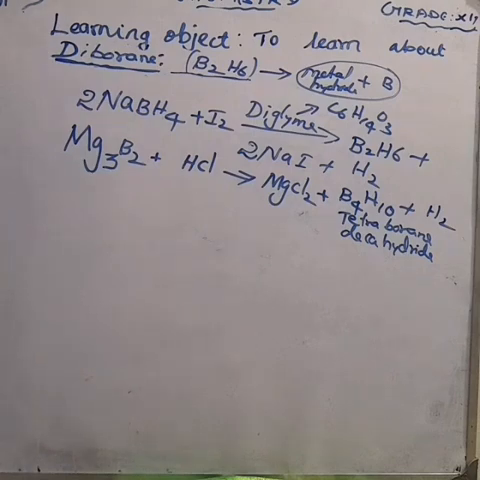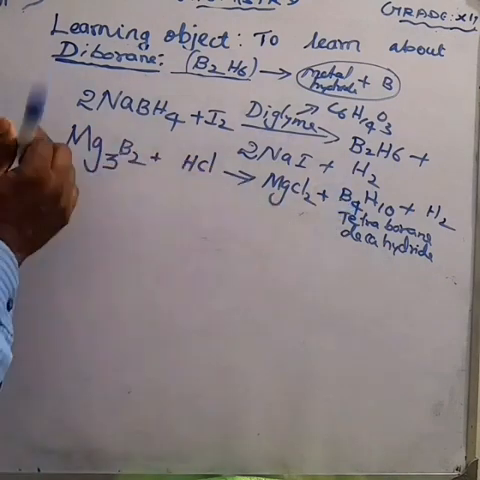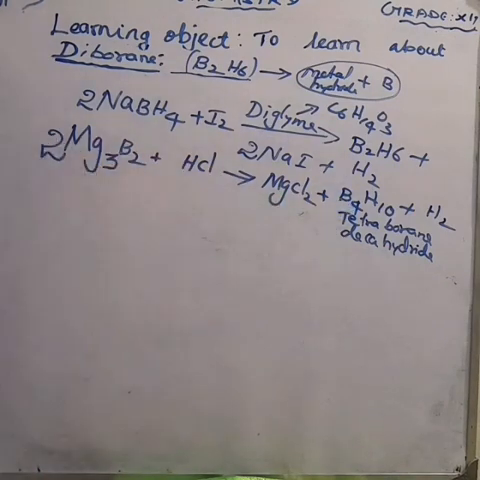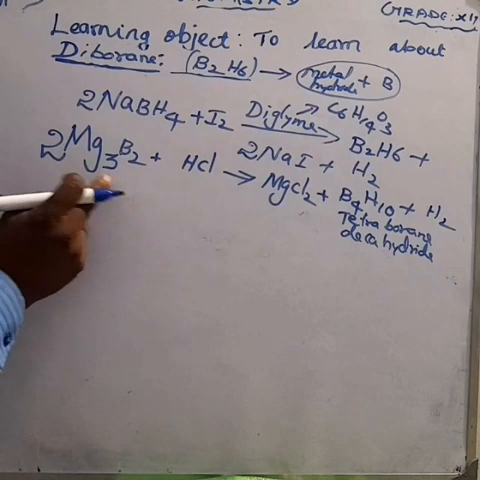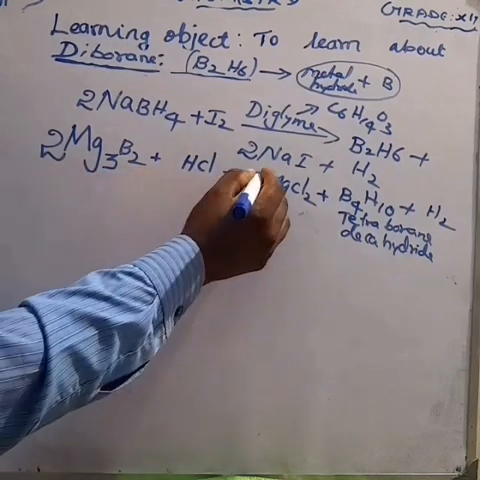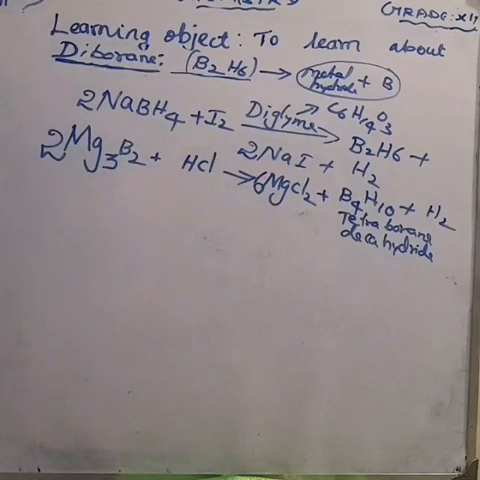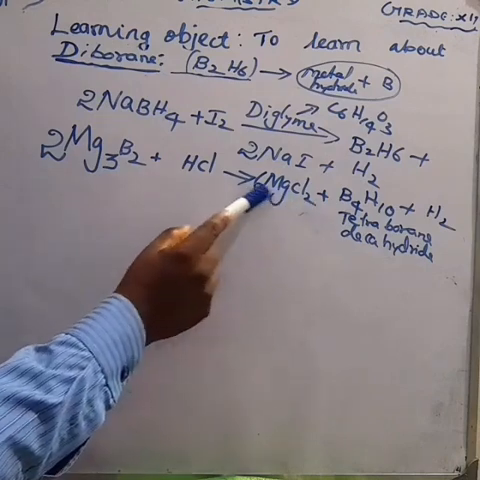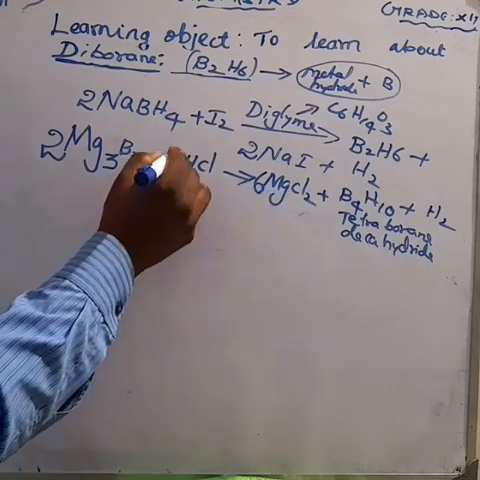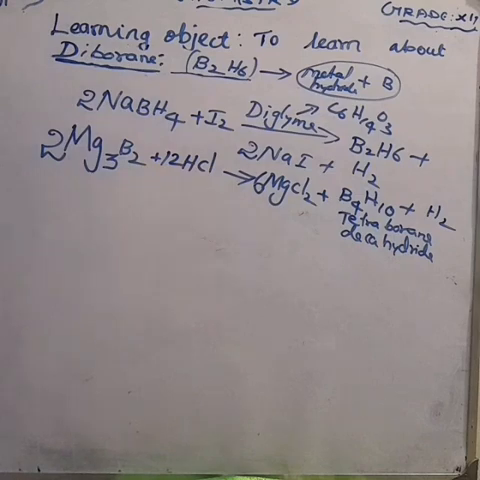Here, how can you balance the equation? First, the reactant side has 2 boron and the product side has 4 boron. So make the reactant side 2. How much magnesium is there? 2 into 3 is equal to 6. So change the product side to 6 magnesium chloride. Next, how much chlorine is there? 6 into 2, so we have to add 12 HCl on the reactant side. Am I right? Now the reaction is almost balanced.